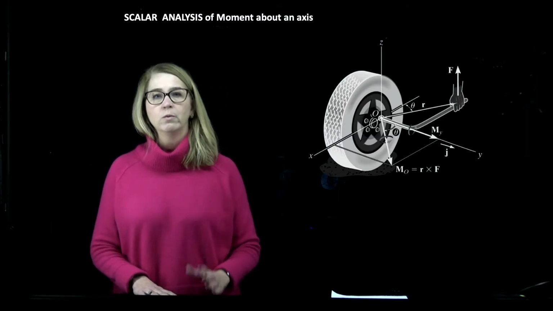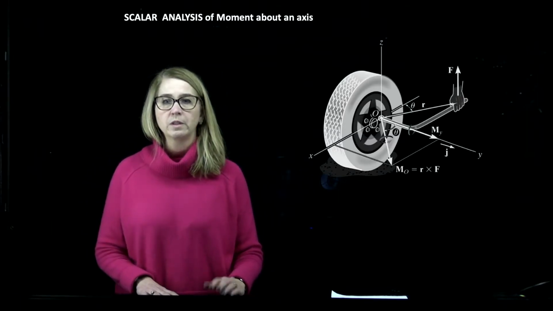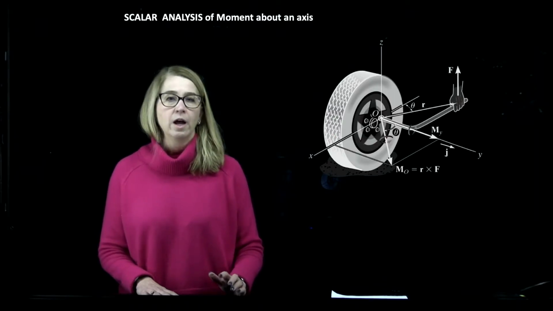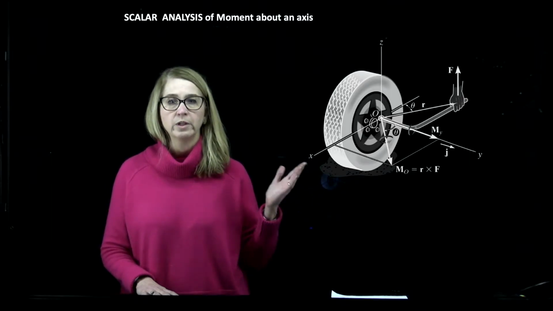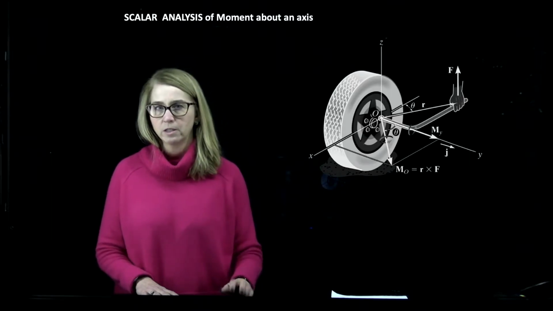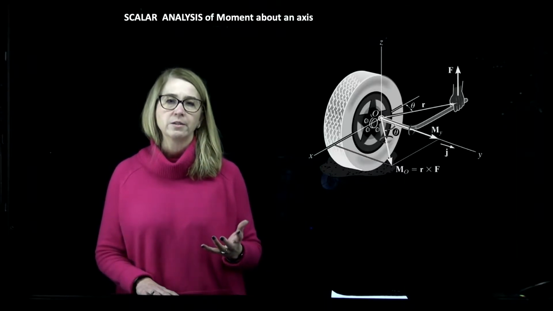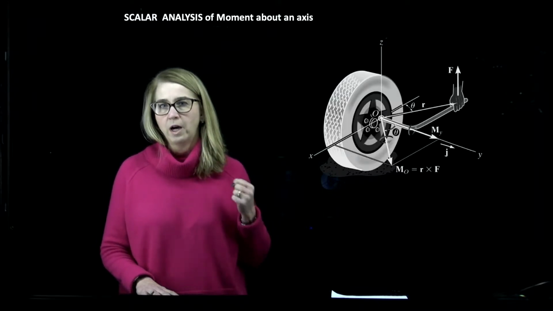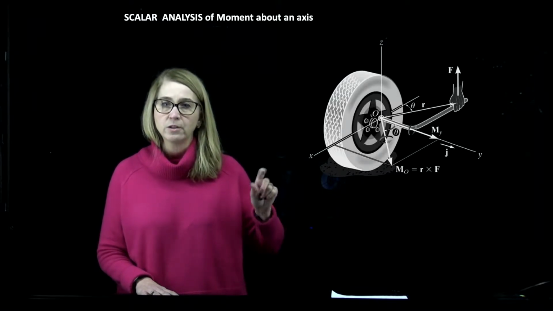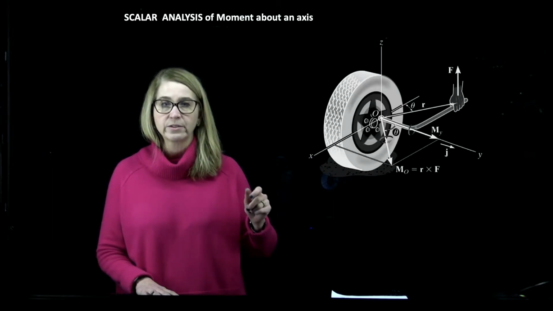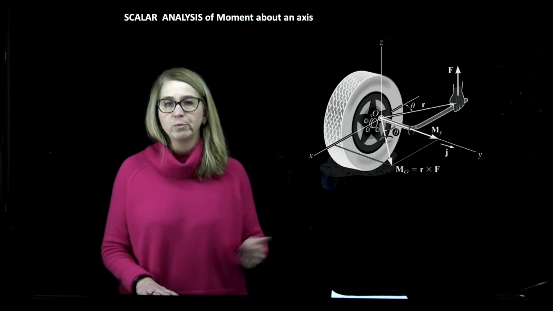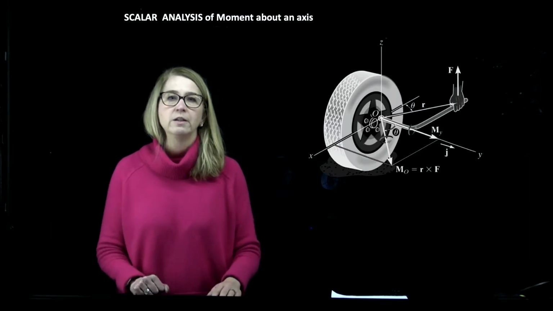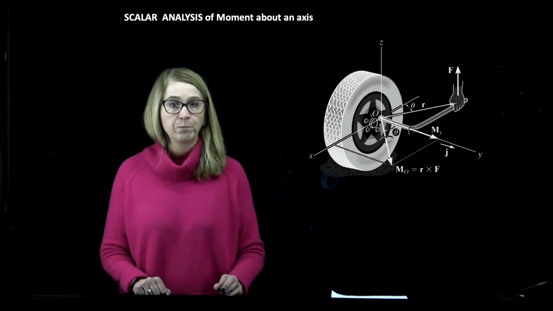Right, in this video I wanted to introduce you to the idea of taking the moment about a particular axis. I think this example right here, which shows you trying to loosen the lug nuts on a tire, makes a lot of sense, because when you're doing this, you're trying to make these nuts rotate about a particular axis, an axis that in this picture would be aligned with the x-axis, because any other rotation is not going to help us achieve our goal.